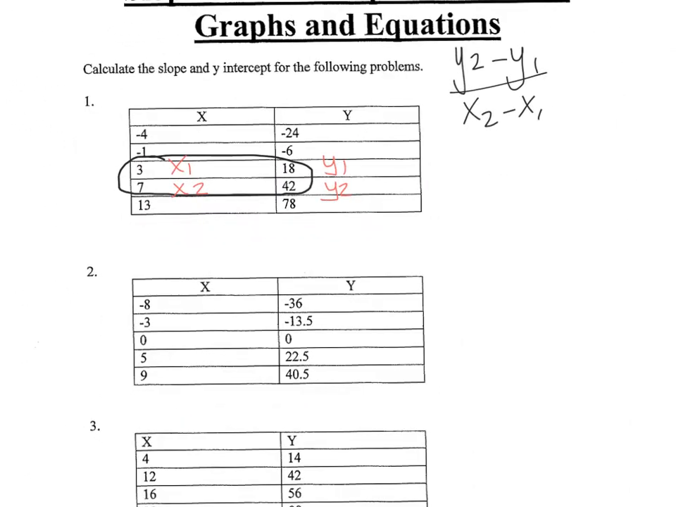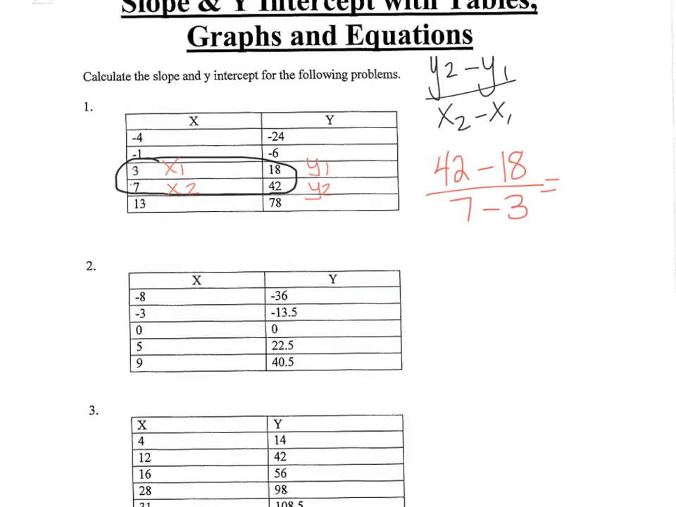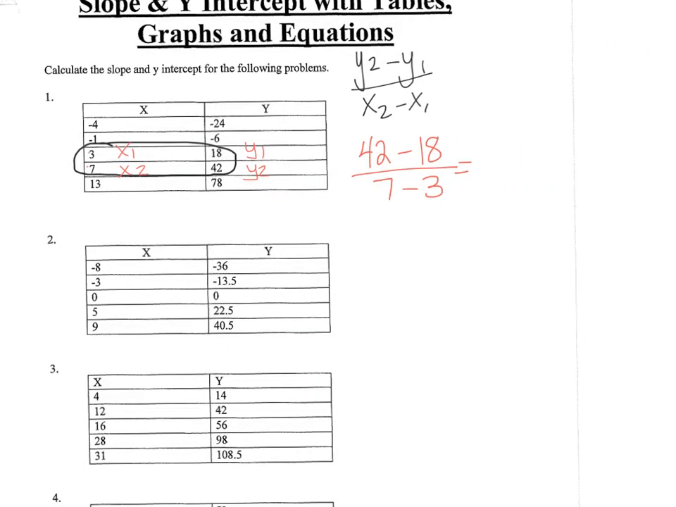So y2 was 42 minus y1, which was 18, on top of x2, which was 7, minus x1, which was 3. So I'm literally just typing it into the formula. That's all I'm doing. The hardest part is labeling it. 42 minus 18 gives me 24. And then 7 minus 3 gives me 4. And then I'm going to divide that. So 24 divided by 4 is 6.